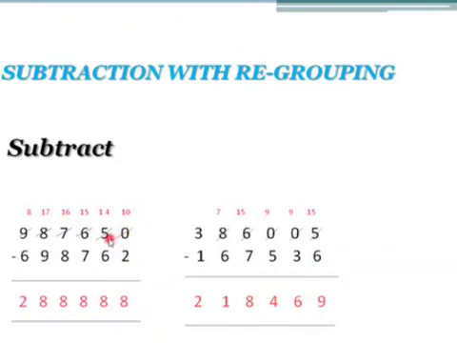In this case, you have to borrow from the next number. Here we have 5. If you borrow 1 from 5, it will become 10 here and 4 there. So 10 minus 2, 8. Then we have 4, and 4 minus 6 we cannot subtract. So again you have to borrow from the next number. When you borrow from here, it will become 14, and 6 minus 1 will be only 5. So 14 minus 6 is 8.